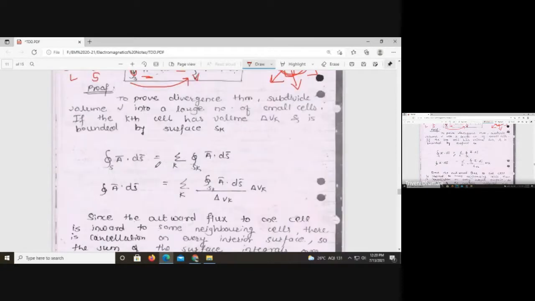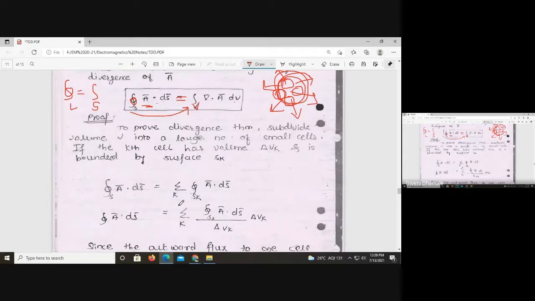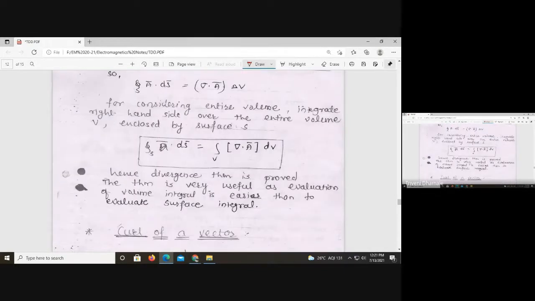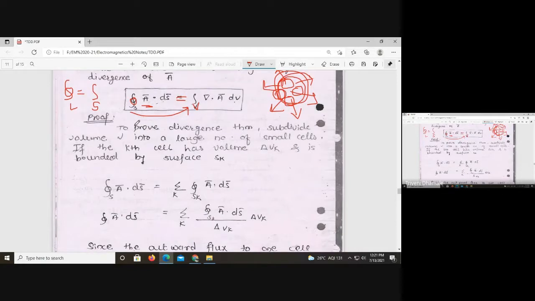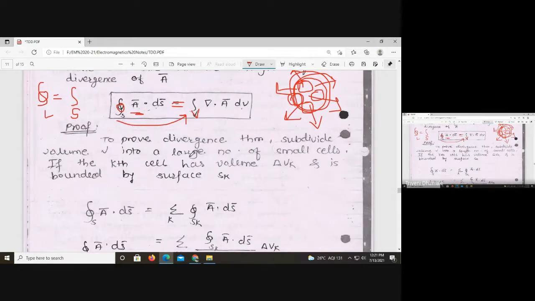Now, how to prove that? You have to prove that this LHS side is equal to the RHS side, that is, the closed surface integral of A bar dot ds bar is equal to the volume integration of the divergence of A bar. To prove this divergence theorem, in your textbook I think a one page proof is given, but this is from a reference book, Matthew Sadiku, and this is the simple proof for the divergence theorem. Just some theoretical statements are there.